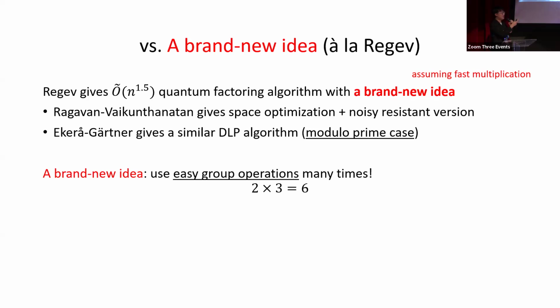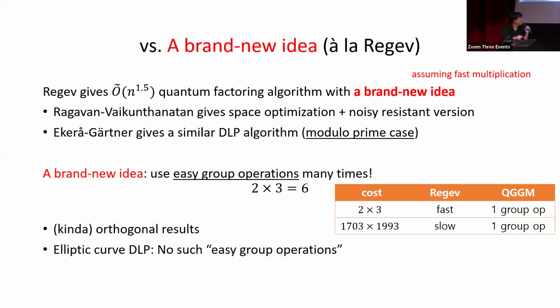But it's very easy and it's very fast. Its basic idea is just using this kind of operation quite many times. So it means that in circuit complexity, 2 times 3 is super easy. But in our quantum generic group model, 2 times 3 is super hard, like all the other group operations. So it's not a contradiction, it's kind of orthogonal.